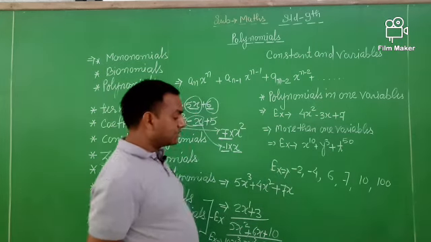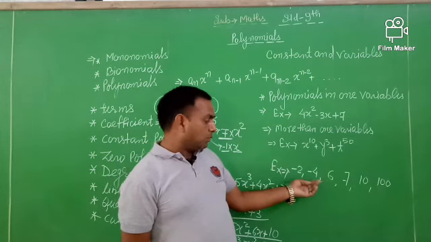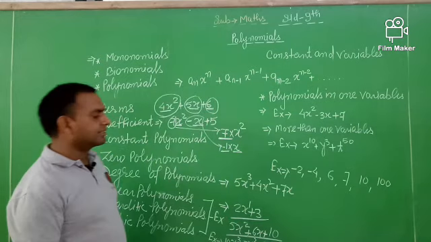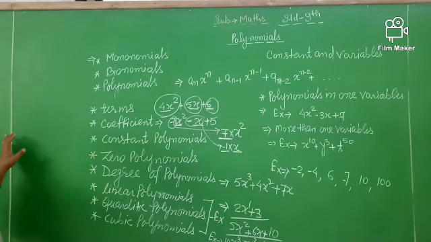-2 is an example of a constant polynomial. Similarly -4, 6, 7, 10 and 100. These are various examples of constant polynomials.